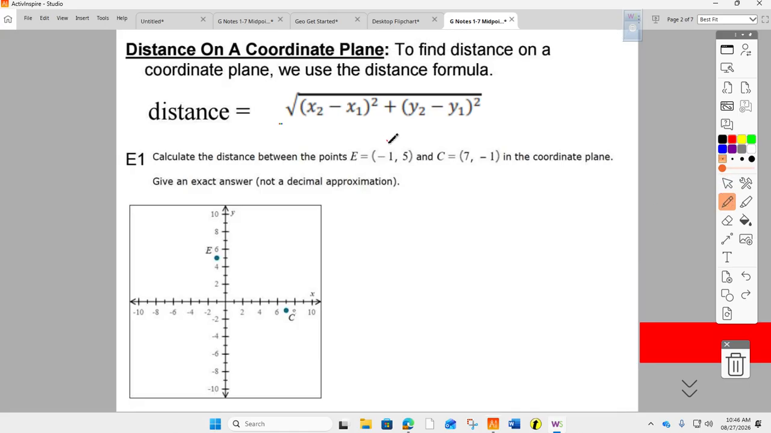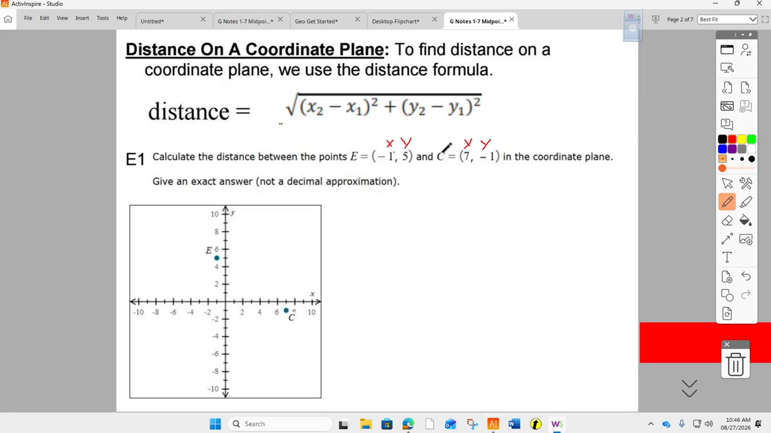So this is the x-coordinate and the y-coordinate for point E. If we start at the origin, -1 tells us to go left 1, +5 tells us to go up 5. That's the location of that point. For point C, the coordinate 7, -1 tells us, starting at the origin, we go right 7 and down 1. So the coordinates are their location on the coordinate plane.